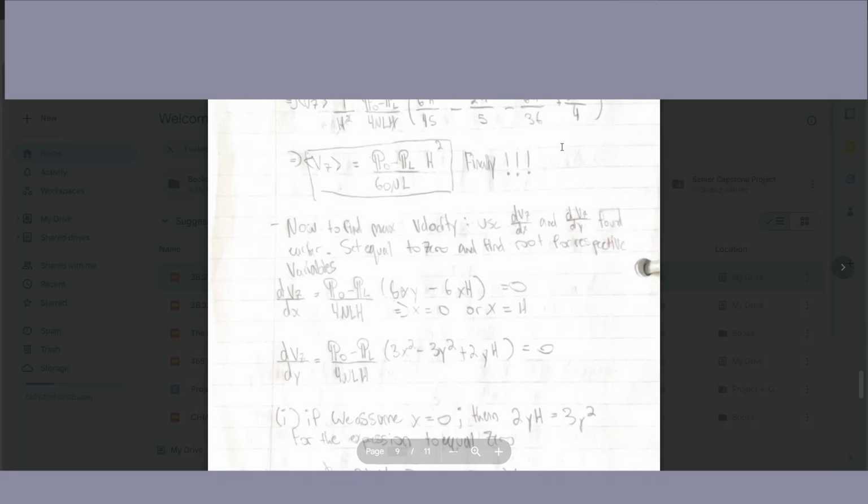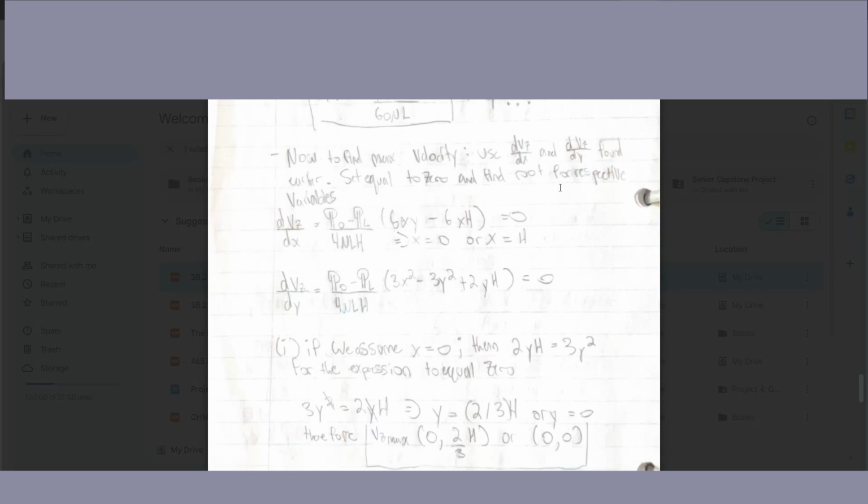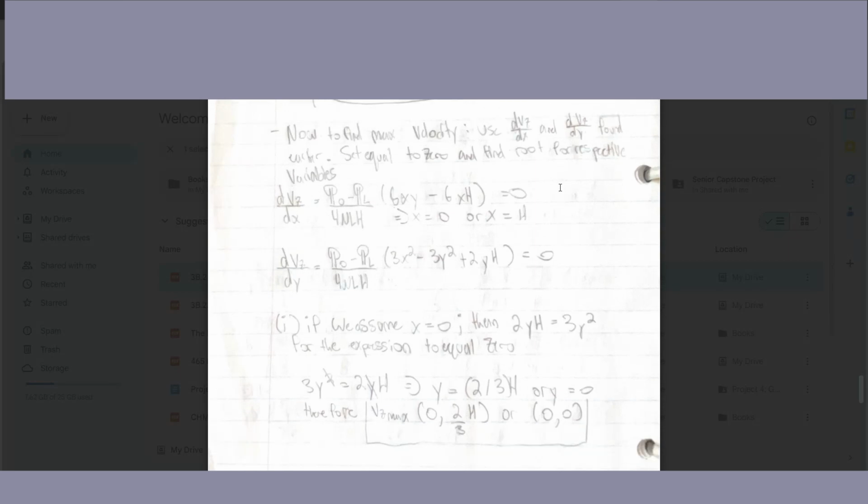So now to find the max velocity, use dVz/dx and dVz/dy, and set those equal to 0. When they're equal to 0, they're either a max or a min. So when they equal 0 and they're not on the wall, that's how you know it's a max. So we're solving dVz/dx equals that, dVz/dy equals that.